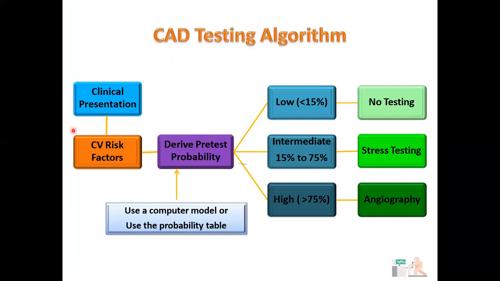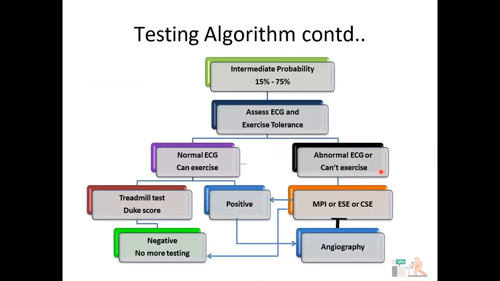So you look at the clinical presentation, evaluate cardiovascular risk factors, then you derive a pretest probability. There's a computer program, and I think there's an app also, that can assist in doing that. So you get to enter some of those patient details. It gives you the pretest probability, whether it is low, that is less than 15%. At this point, it is advised not to proceed with the test. But for intermediate probability, between 15 to 75%, you can proceed with the test. For high pretest probability, it is better to just proceed to angiography for this category of patients.